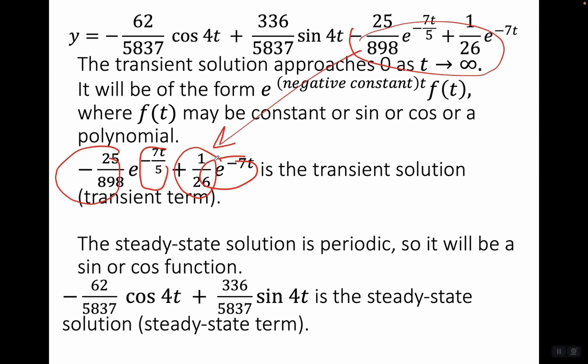That's our transient solution. The steady state solution is periodic, so it's going to be a sine or cosine function, and that's basically what we have over here. That's the rest of it. That's our steady state function.